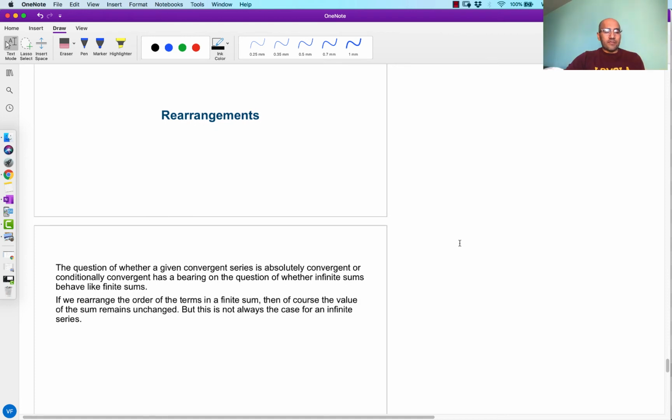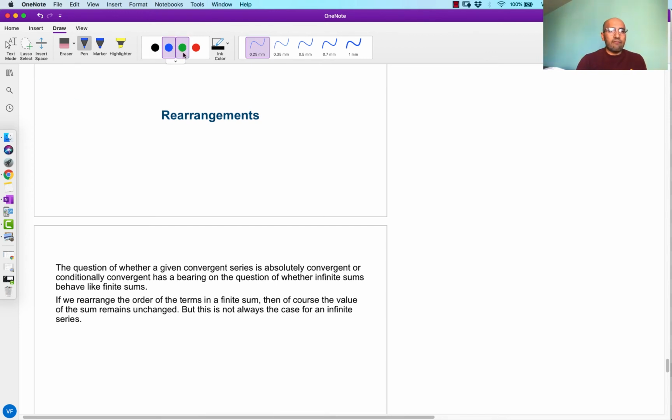Okay, rearrangements. The question of whether a given convergent series is absolutely convergent or conditionally convergent has a bearing on the question of whether infinite sums behave like finite sums. If we rearrange the order of terms in a finite sum, then of course the value of the sum remains unchanged, but this is not always the case for infinite series. So what is this saying?